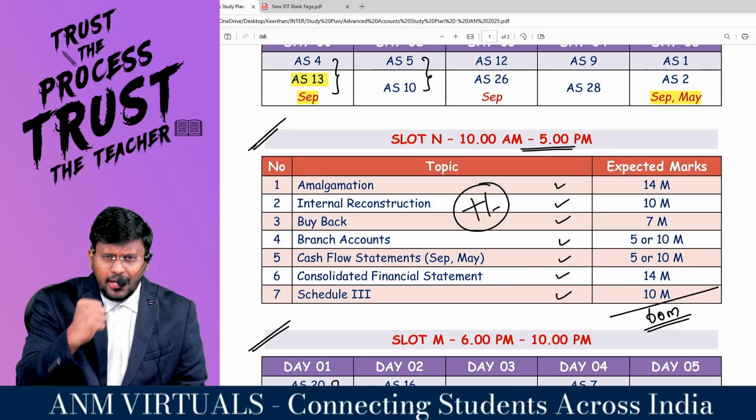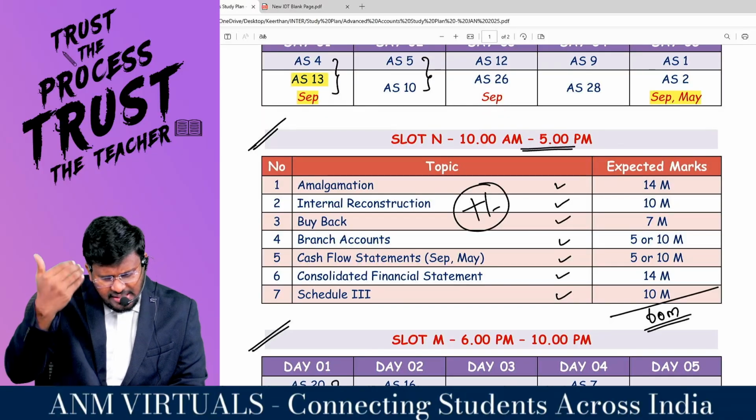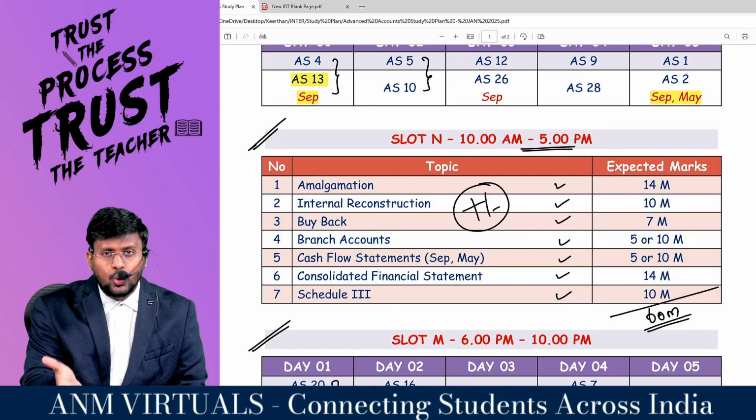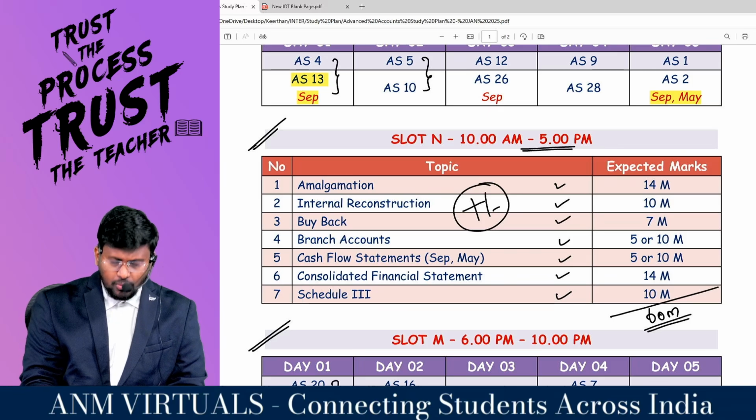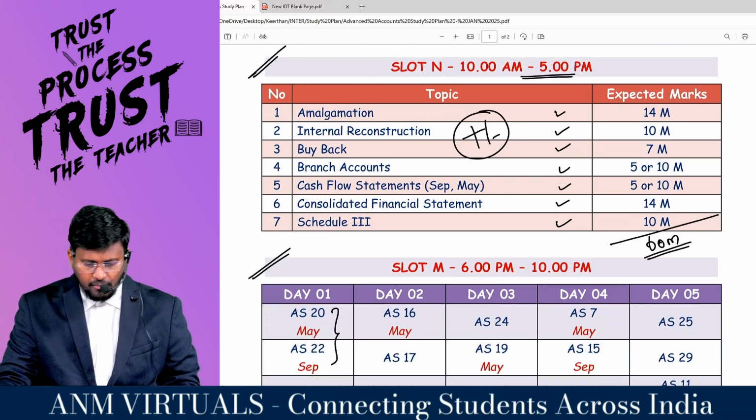Look at the grip you will be having, because yesterday you would have done the same chapter 2 times. Now also 2 times. Wow, you'll be feeling wow. One of the best to execute, my dear lovable students.